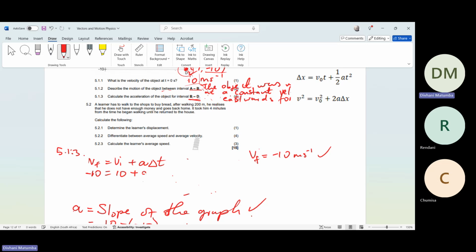Then you will go. Acceleration, and then change in time, we got 4. If you take 10 to the other side, you're going to have minus 10, which is equal to A times 4. If you divide by 4, minus 10, it will be minus 20. So minus 20 divided by minus 4, it will give you 5.